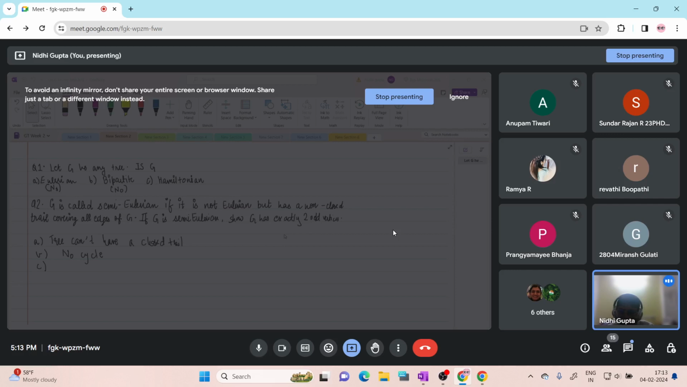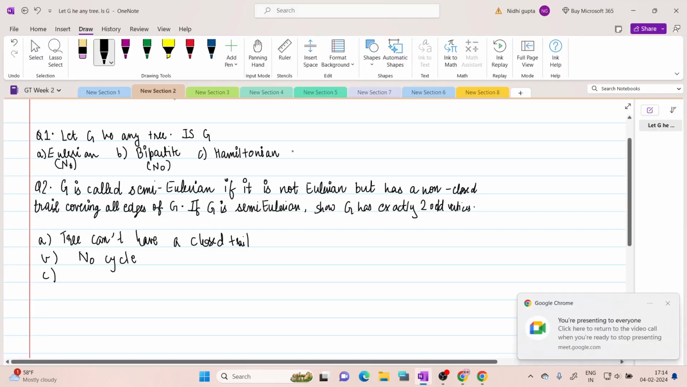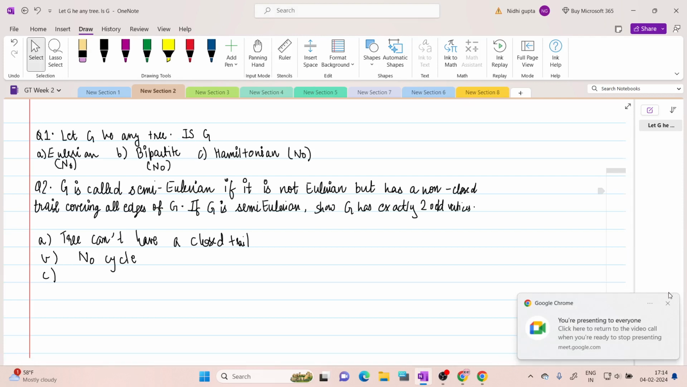So basically, since a tree cannot have any cycles, it cannot be Eulerian, and it cannot be Hamiltonian. Is this clear? Yes, the reason for all three is the same: trees have no cycles.